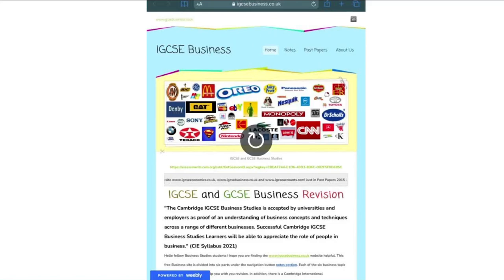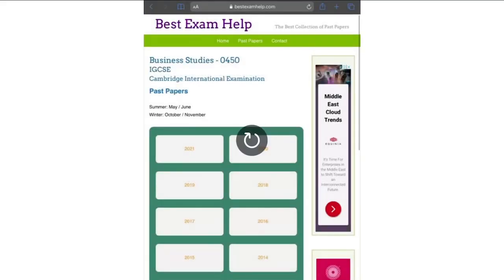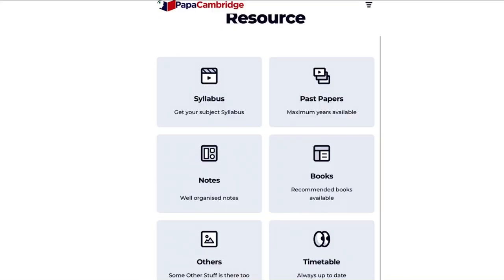So this is IGCSE Business. It has the past papers categorized and year wise. Then this is Best Exam Help. It has past papers from 2021 as well. It has different seasons, as you can see. It also has papers for all the other subjects apart from business studies.